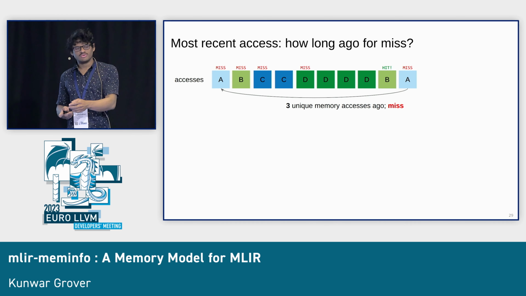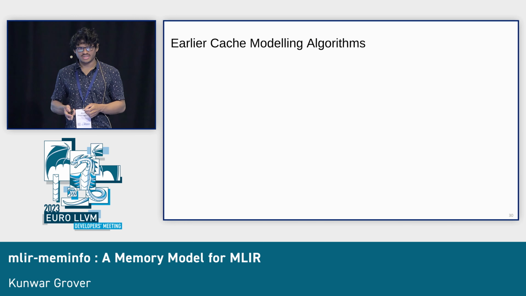But what matters is how many unique accesses you have. So here there's a bunch of C's and D's, but each C and D counts only once. Now, this was our understanding of the cache. Now we need to write some kind of algorithm which is going to exploit this to model and predict it.